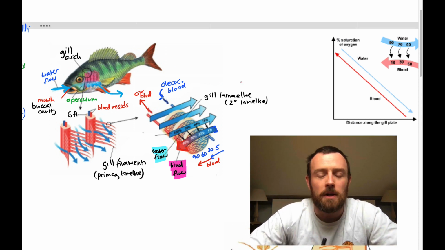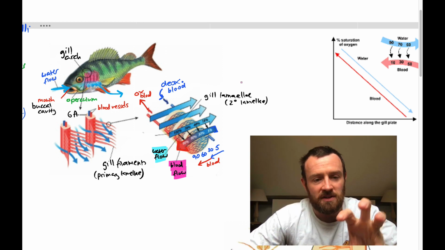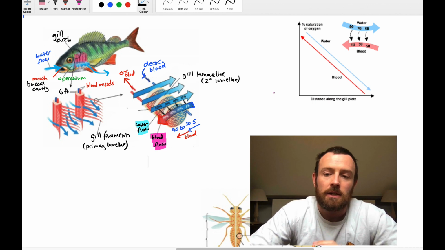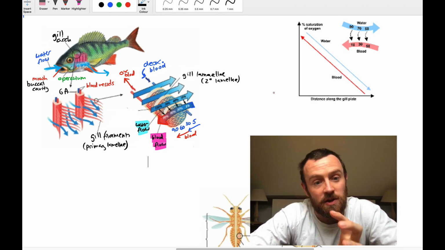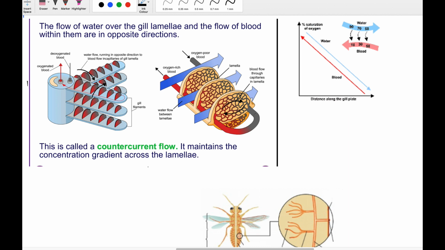Right, I'm going to show you a little animation now. I'll leave this diagram there, and I'll show you a little animation so you can relate that to why it's so important, countercurrent flow. Okay, so here's a diagram showing those primary and secondary lamellae in a bit more detail. And it shows quite nicely how the gill filaments have the secondary lamellae or the gill plates on them. So you can see that here.